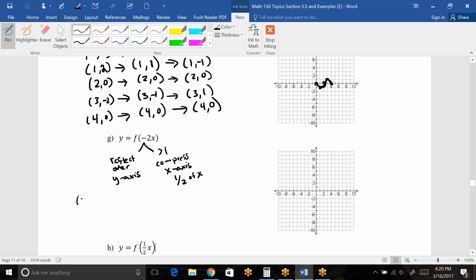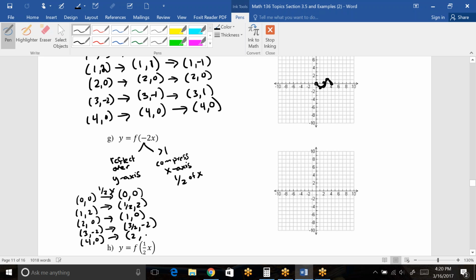So our 5 points, 0, 0, 1, 2, 2, 0, 3, negative 2, and 4, 0. I usually do the number first, then the reflection if they're both side by side like that. So I'm going to take half of all my x's. Half of 0 would still be 0. Half of 1, though, is a half. Half of 2 is a 1. Half of 3 is 3 halves. Half of 4 is 2. Notice this was to the x's.